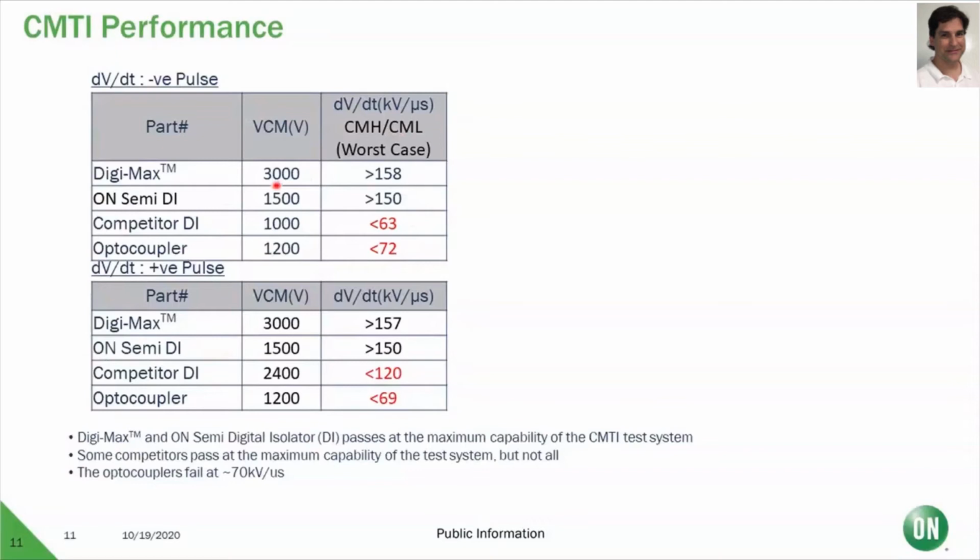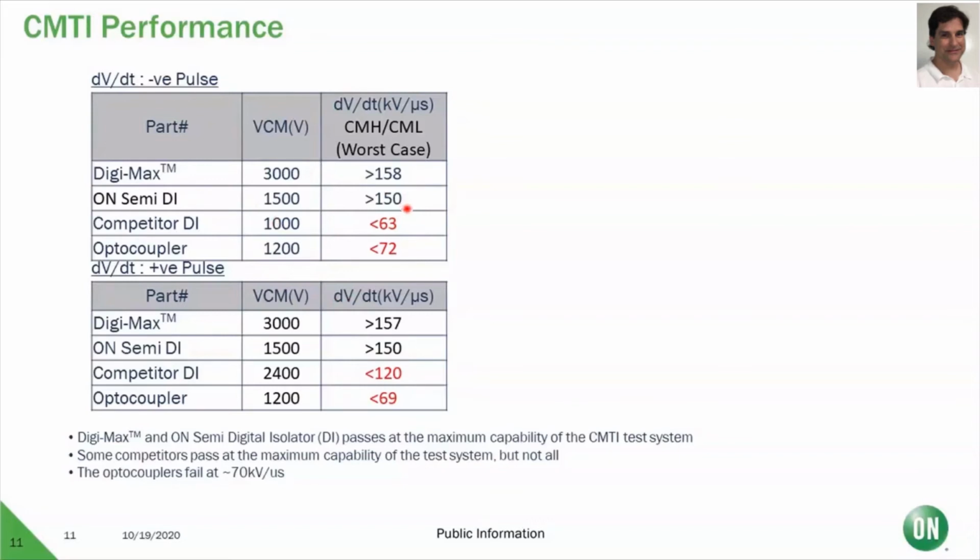Looking at the Digi-Max, it's passing our maximum test capability, which is 158 kV for the negative going slope, and 157 for the positive going slope at 3,000 volts common mode voltage. For the on-semiconductor digital isolator, which is the on-chip version, it's passing greater than 150,000 volts per microsecond at 1,500 volts.